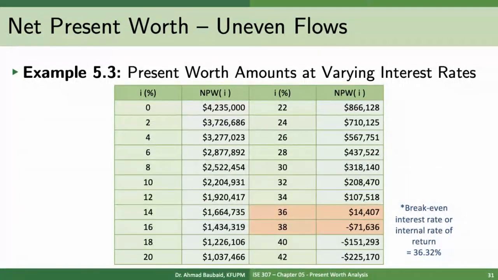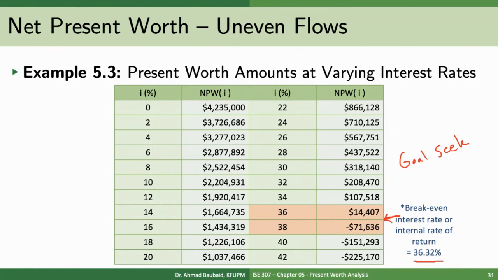And if you keep varying the interest rate, you see here there's a point at which the net present worth flips from a positive value to a negative value. And so you can actually find, you can use Goal Seek, for example, in Excel if you want to, or use Wolfram Alpha, whatever you want, to search for the value of the interest rate that will make the net present worth equal to exactly 0. And if you do that, you find that the result is 36.32%.